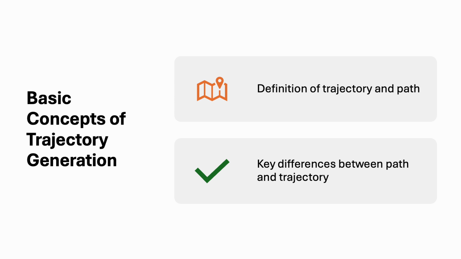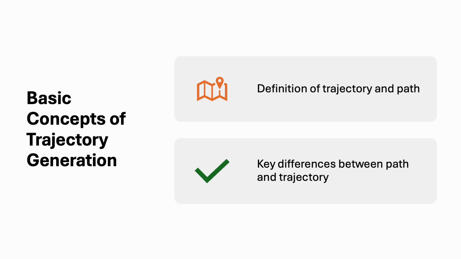Another important difference is the complexity and computational effort required to generate each. Path planning primarily focuses on finding a feasible route from start to finish, often using algorithms that consider spatial constraints and obstacles. Trajectory planning, however, requires additional considerations such as kinematic and dynamic constraints of the robot, environmental interactions, and real-time adjustments to ensure smooth and safe operation.